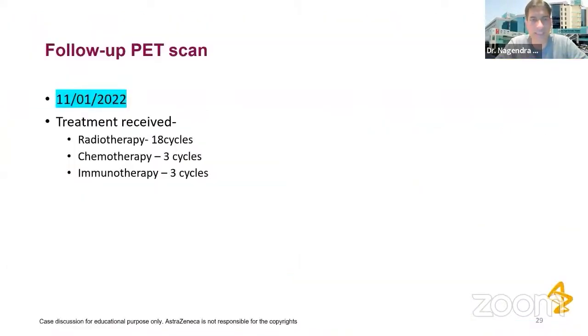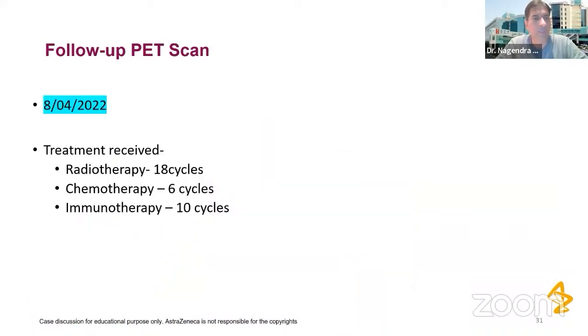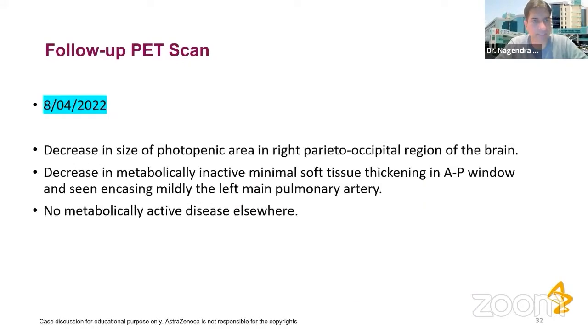In this patient, a follow-up PET scan was done in January 2022, and the patient had completed 18 cycles of radiation therapy and 3 cycles of chemotherapy by that time, and this is the response radiologically. So this patient has responded radiologically, clinically also. Treatment was continued, 18 cycles of radiation therapy, 6 cycles of chemo, and 10 cycles of immunotherapy the patient had received by this time. And in April 2022, there was a decrease in the size of the photopenic areas in the right parieto-occipital region of the brain.